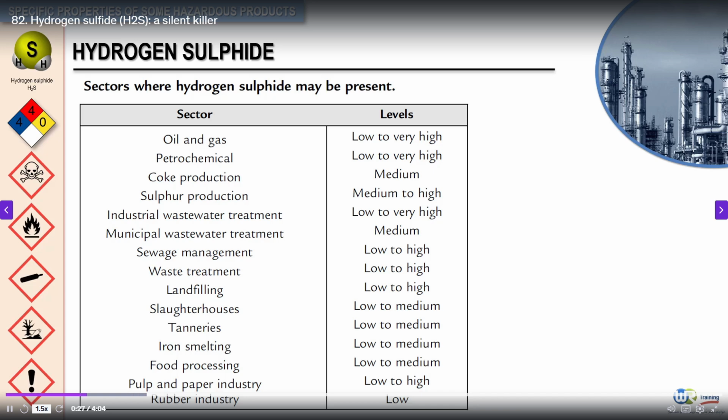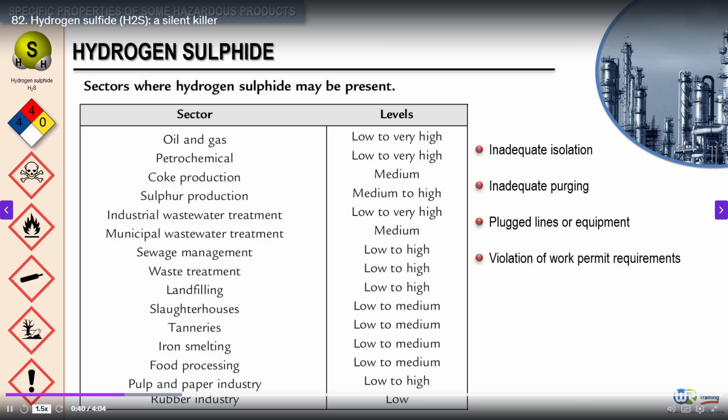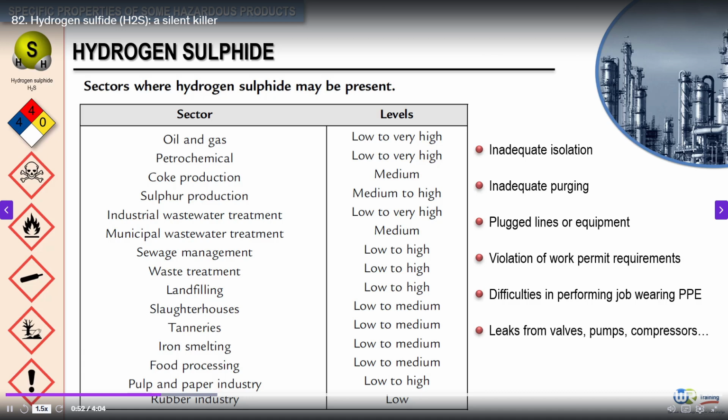Among the issues associated with these incidents are inadequate isolation, inadequate purging, plugged lines or equipment, violation of work permit requirements, difficulties in performing job wearing PPE, leaks from valves, pumps, compressors, and other process equipment, desorption from materials such as crude oil, molecular sieves, and so on, and absence of hazard assessments. However, the most common factor in these incidents is the failure to wear proper breathing apparatus.